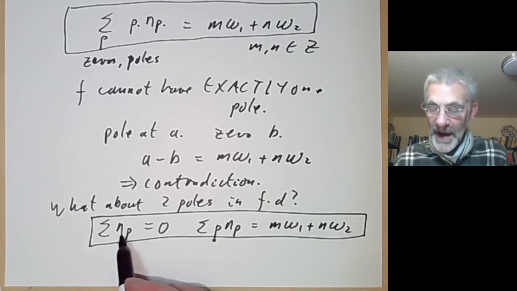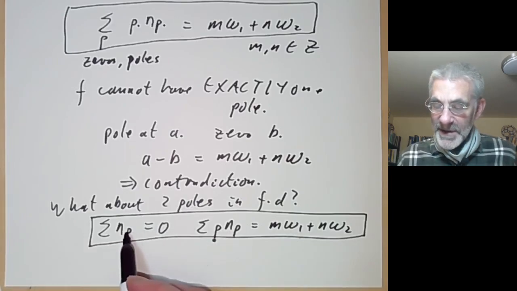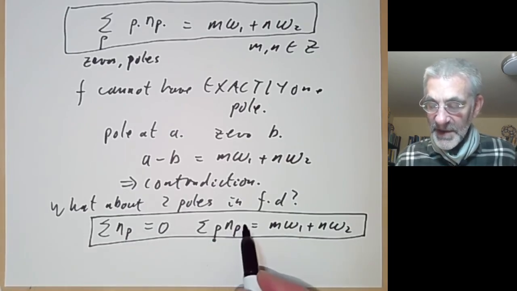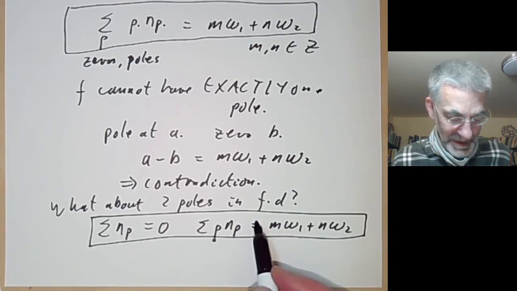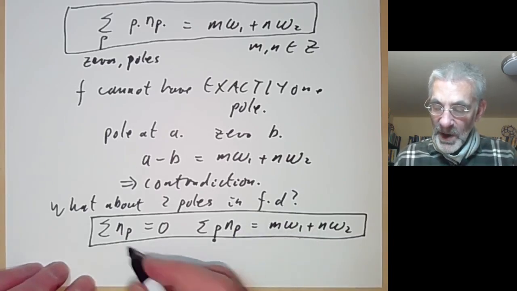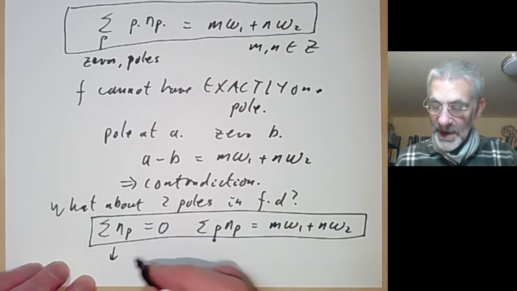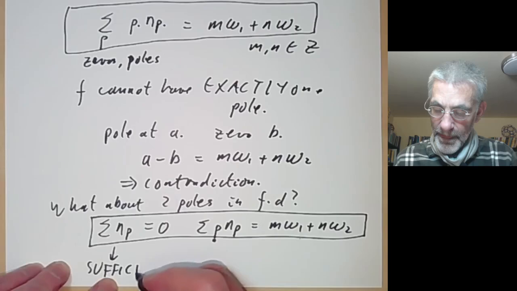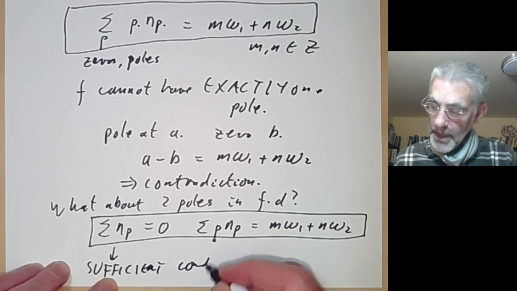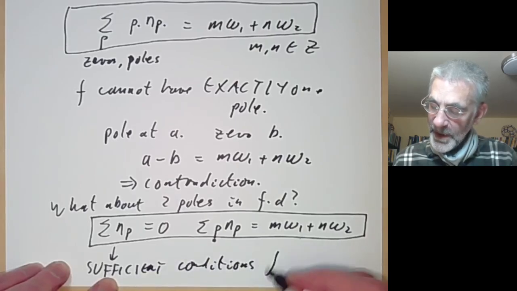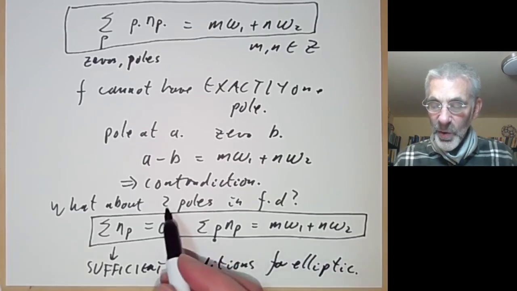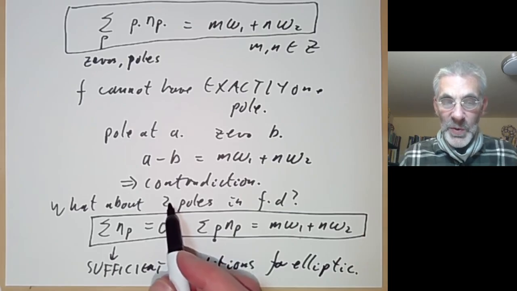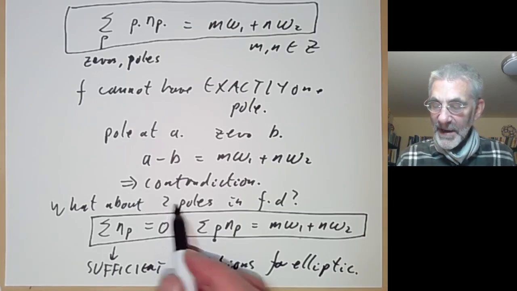And we can ask, are there any other conditions that the zeros and poles have to satisfy? So what we're going to show soon is that these are sufficient conditions for an elliptic function. And we're also going to look at the borderline case and show that you can find elliptic functions with exactly two poles.